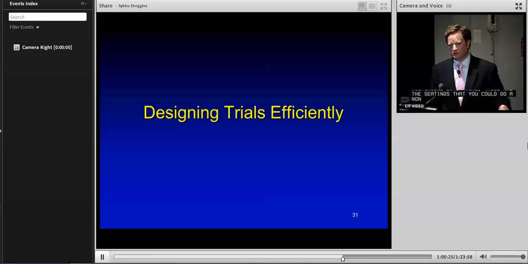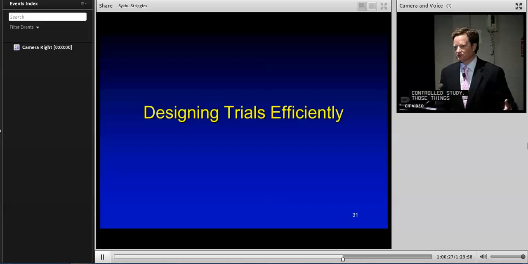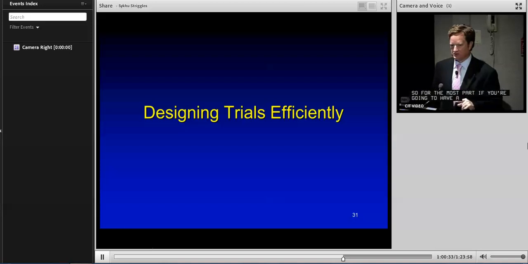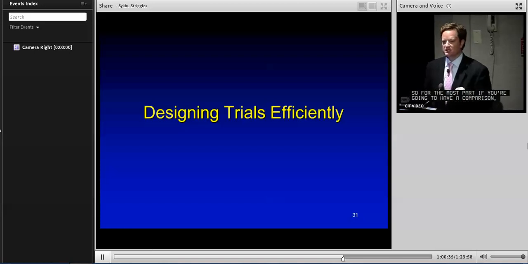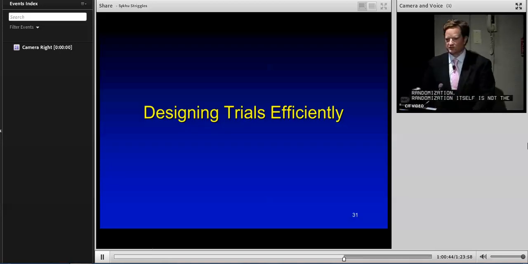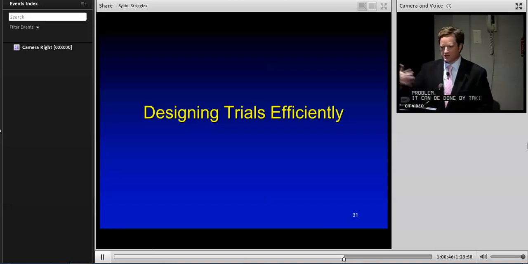But those things are very few and far between that actually meet that kind of criteria. So for the most part, if you are going to have a concurrent comparison between a test and the control group, it always makes much more sense to try to do that through randomization. And randomization itself is not the problem. Randomization can actually be done by taking a coin out of your pocket and flipping it. Any random process that assigns people will work.